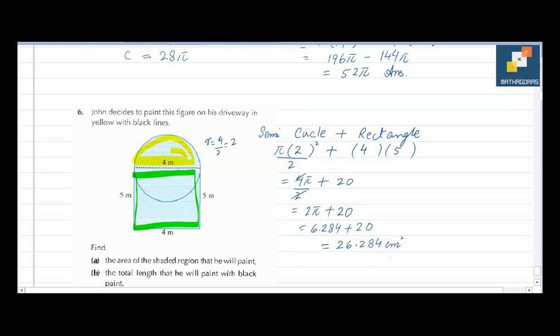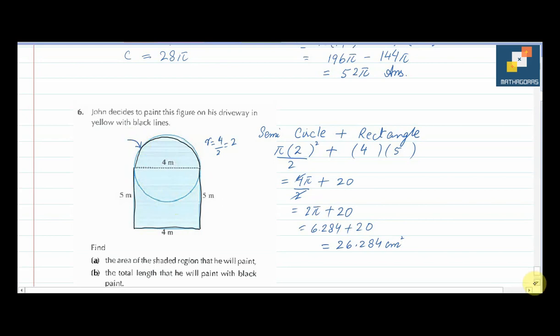In the next part it says the total length that he will paint with black paint. Okay, so for total length I am going to highlight the lengths, the first, second, third, and then the arc length. Now he cannot have access to paint this one, right? It's like the first shape is engraved in the second one, right? So he cannot color this line. So what you need to do, you need to find the arc length of the semicircle.